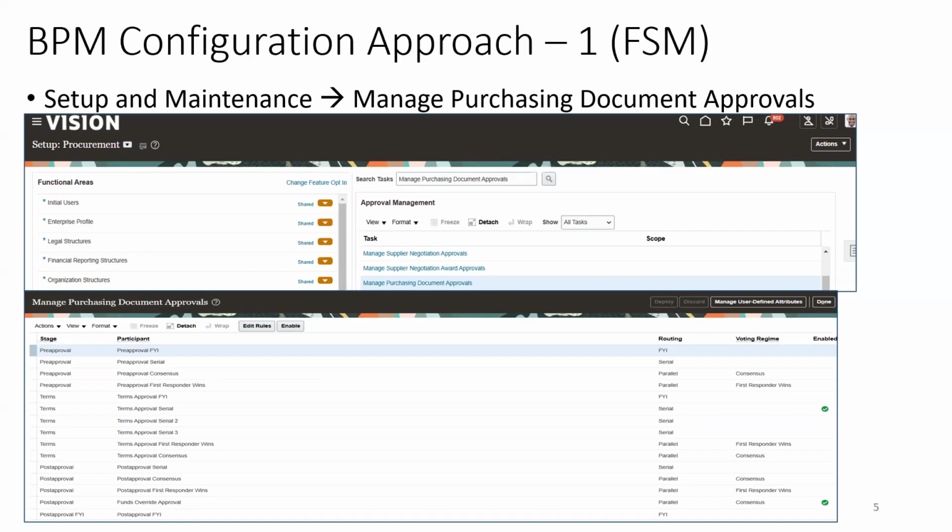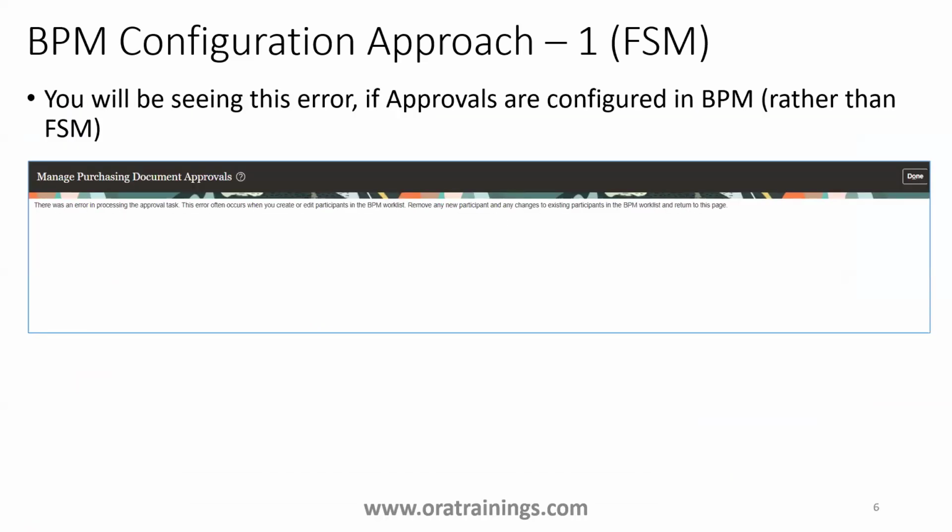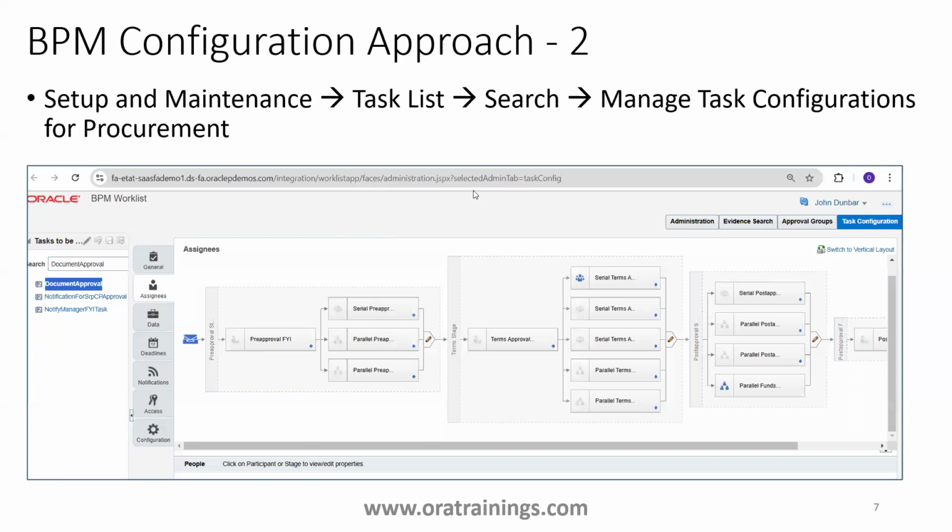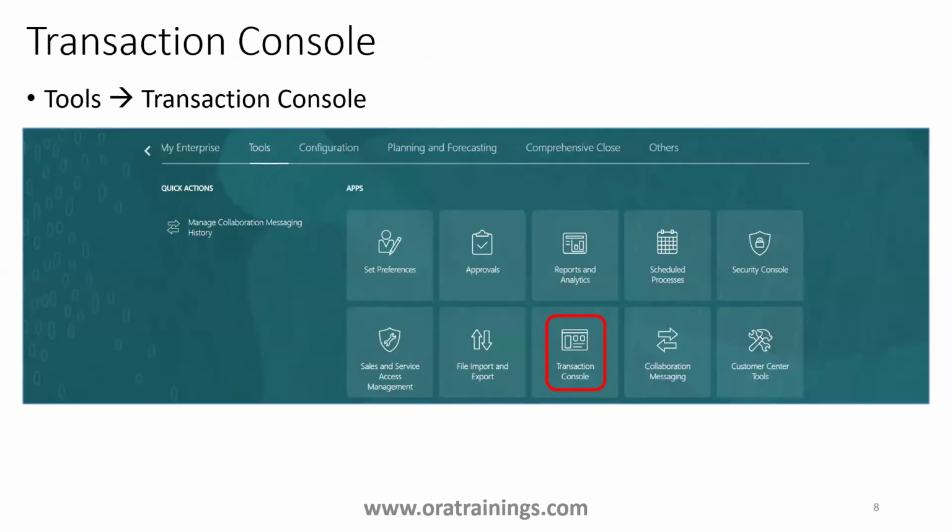The other one we generally call the BPM option, and we'll come to this slide at a later stage. The second approach is you can navigate to the Setup and Maintenance task list, and search for Manage Task Configuration for Procurement. You'll navigate to this particular page, and here you search Document Approval. This is the BPM process for the purpose of enabling purchase order approval. Here you can modify it. As of now, most of them are disabled. I just added one participant, which will assign the purchase order to a specific approval group that I'll show you.